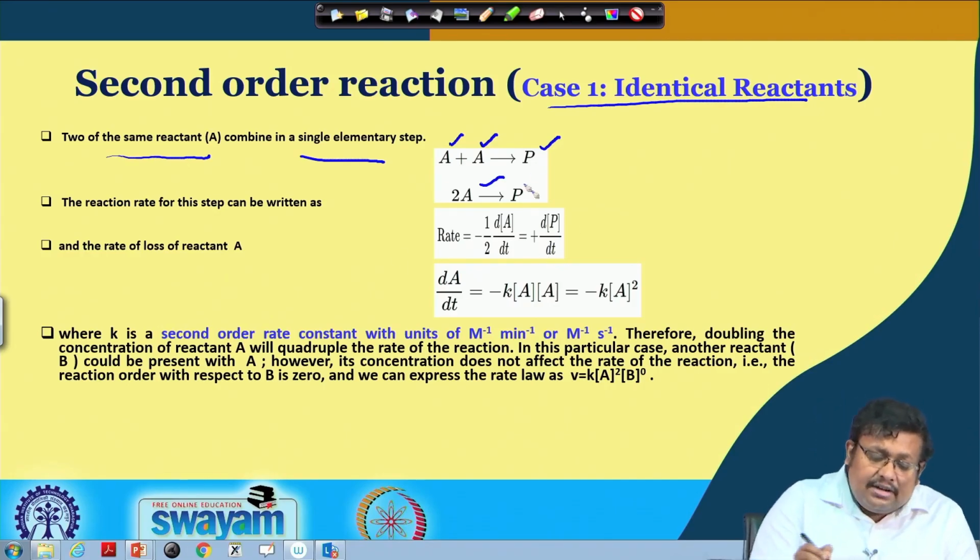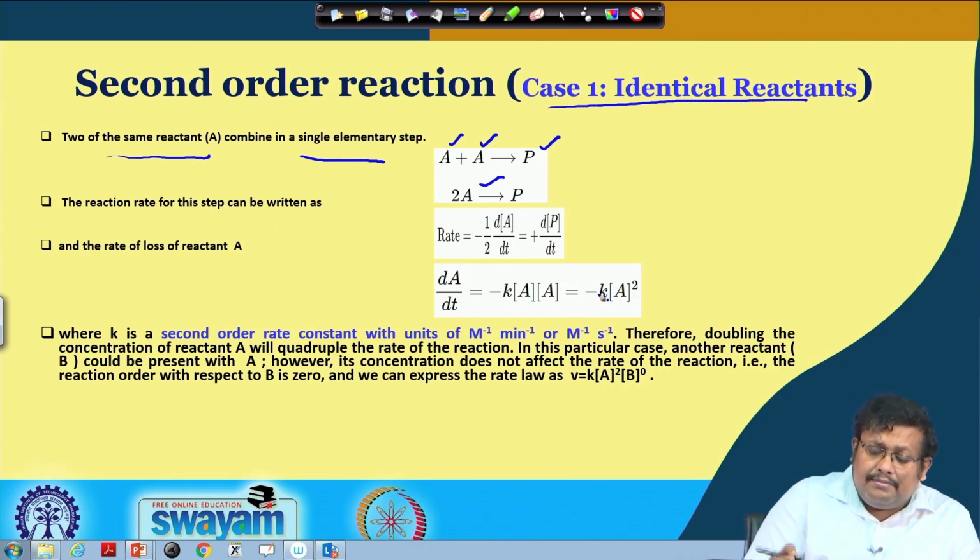And then the rate of loss of reactant A, from this we can calculate dA by dt equal to minus K into the product of concentration of A and concentration of A. So, basically minus K into concentration of A square. Okay.